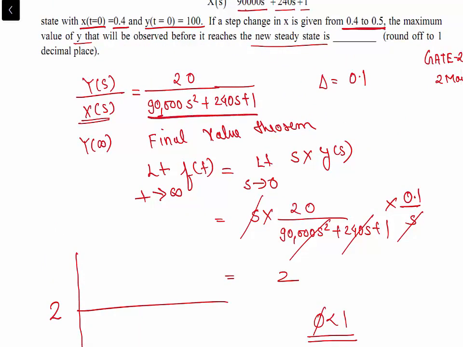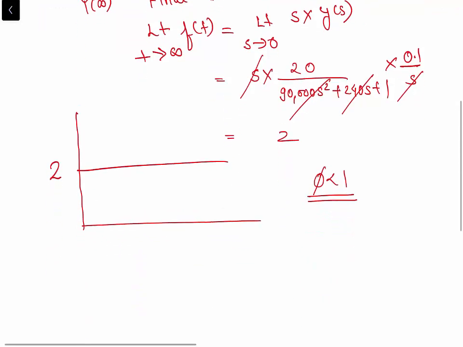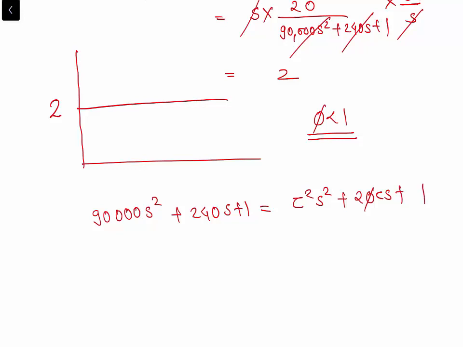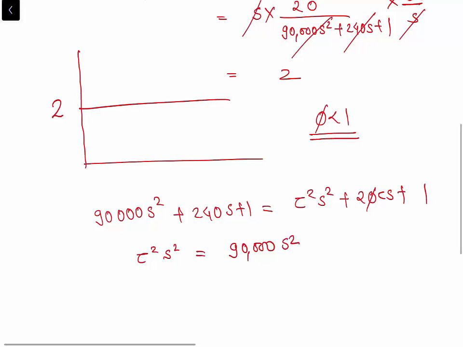So we have to compare this equation with the basic form of a second order system. That is 90,000 s square plus 240 s plus 1. It should be compared with tau square s square plus 2 phi tau s plus 1, where phi is the damping coefficient. So if we compare, tau square s square equals 90,000 s square. If you solve this, how much will it come?